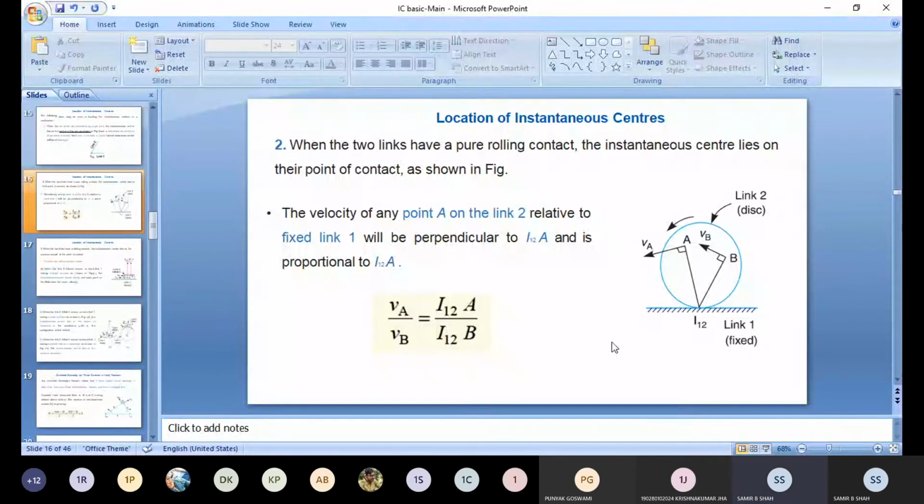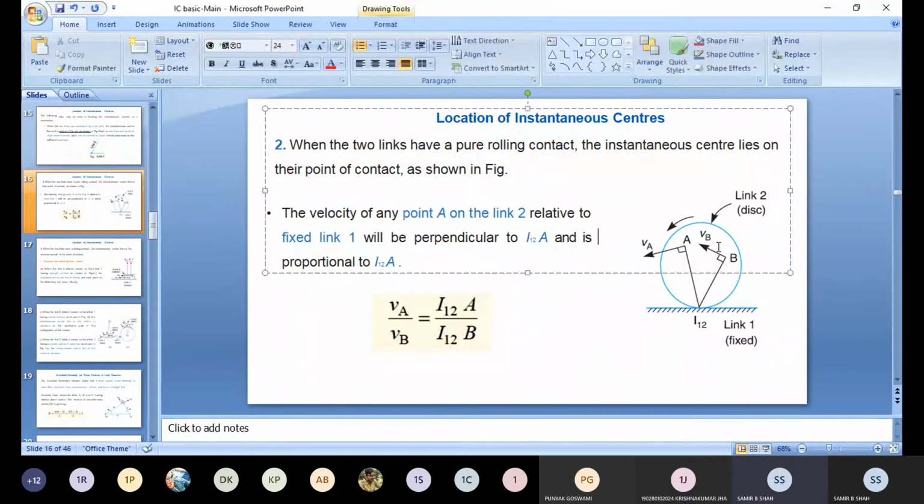There are different kinds of occasions, so based on the occasion, we have provided you different kinds of examples also. So you just understand how it may look when two links have a pure rolling contact. When two links have pure rolling contact, the IC lies on their point of contact. You remember that.